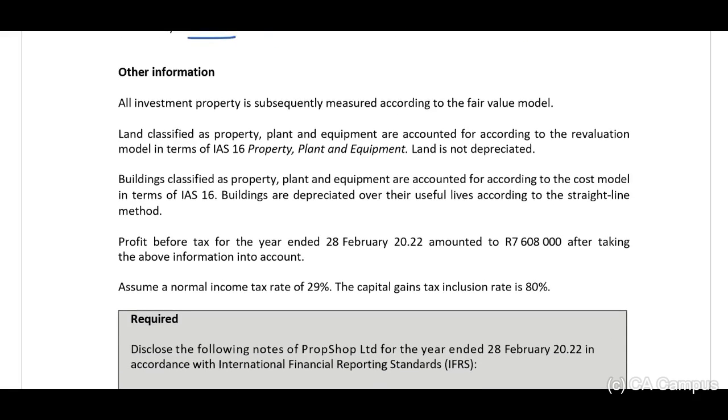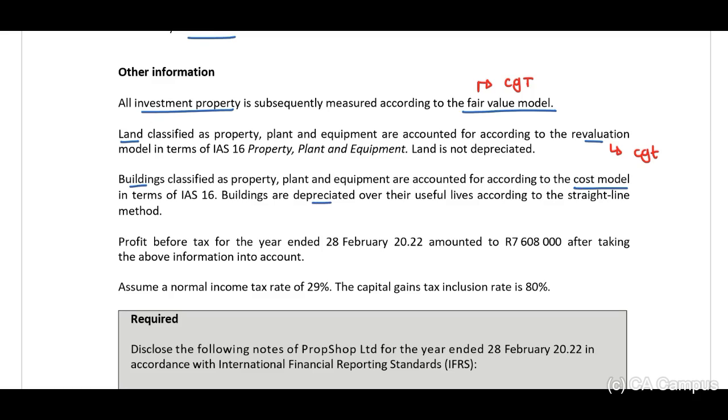All investment property is subsequently measured according to the fair value model. What do we need to remember in terms of IAS 12? Our fair value adjustments will be based on our CGT. Land classified as property, plant and equipment is accounted for according to the revaluation model. Also important to us in terms of IAS 12, we need to know that the adjustments will be based on CGT. Buildings classified as property, plant and equipment are accounted for according to the cost model in terms of IAS 16.